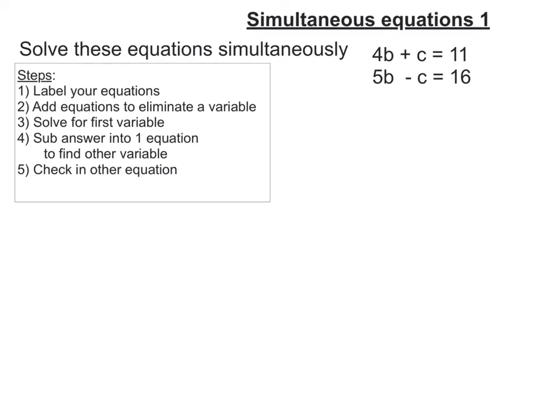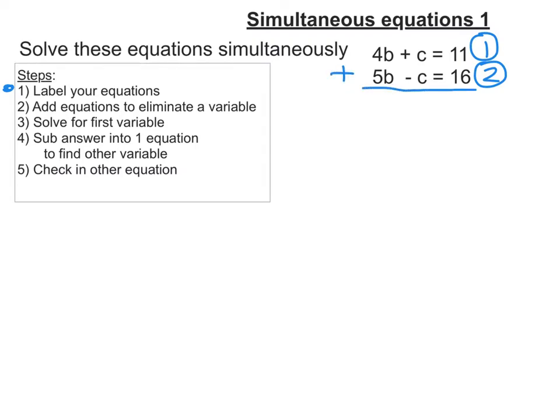In this video, we're going to start solving simultaneous equations algebraically, and we're going to use the steps over there on the left. So the first thing is to label our equations. So I've got equation 1 and equation 2. Then we're going to add the equations to eliminate a variable. Okay, and we'll see what that means in a minute.